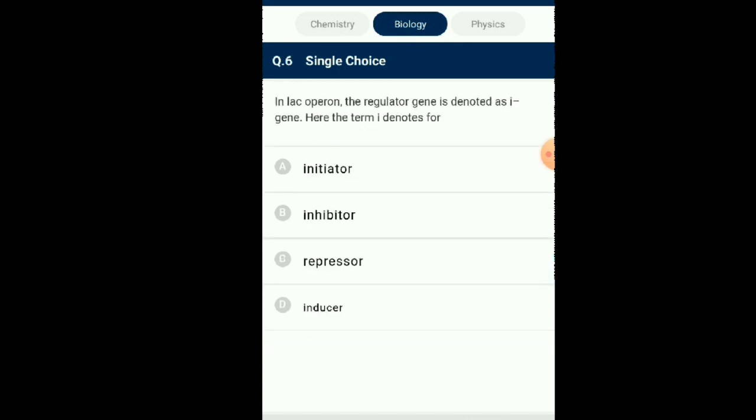Question number 6. In lac operon, the regulator gene is denoted as the I gene. Here I indicates inhibitor. The regulator or I gene in lac operon synthesizes a repressor protein to regulate the functioning of the structural gene. So the answer for this question is option B, inhibitor.